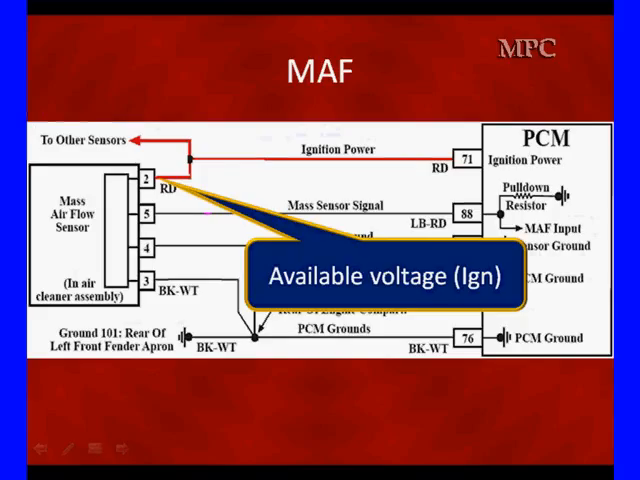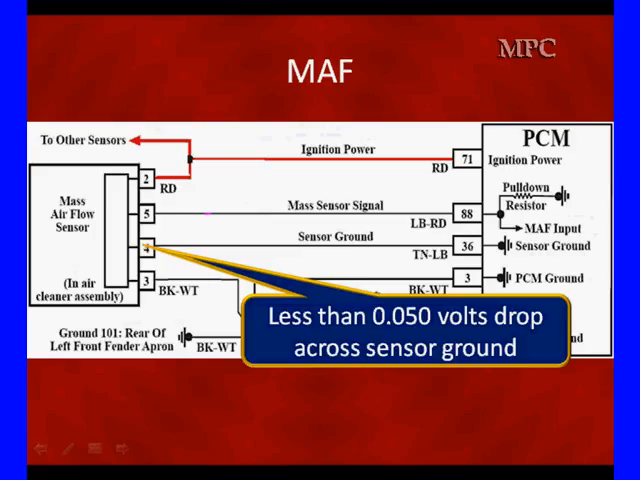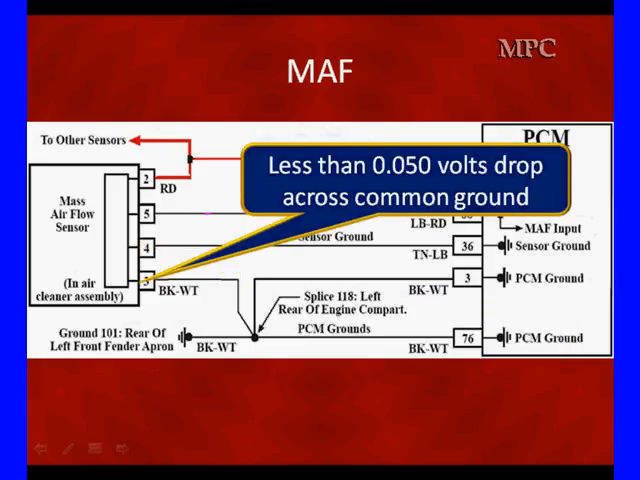It runs off B+ ignition power. It has a separate ground. It's got a ground for the down on pin 3. Make sure both grounds are working good. They've got to be under 0.05 volts. Normal is 20 to 30 millivolts, so we've doubled the value we normally see.